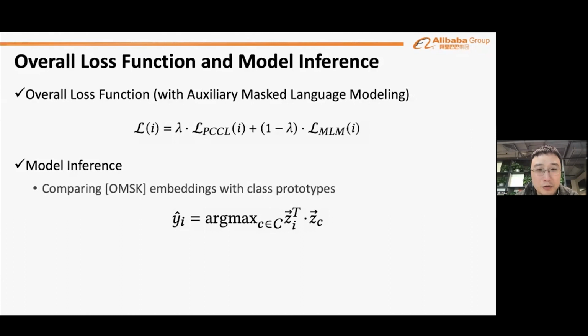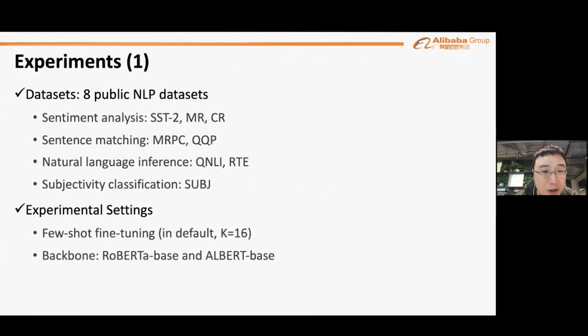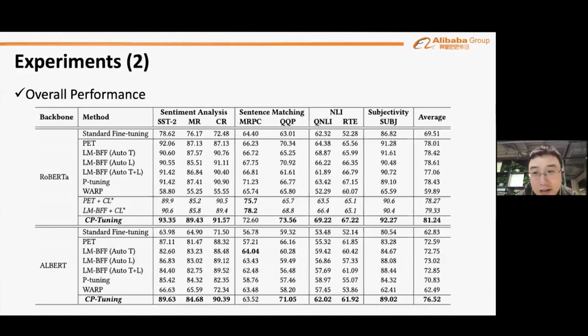In the experiment, we tested our approach over 8 public NLP datasets, including a variety of tasks. We do few-shot fine-tuning with K equals 16, which means in each class we only have 16 training examples. We have two backbones. One is RoBERTa, which is very similar to BERT and a little bit stronger. Another backbone is ALBERT. They're both very common and popular. So this is the overall model performance. We can see that for both RoBERTa and ALBERT, our method outperforms previous approaches.